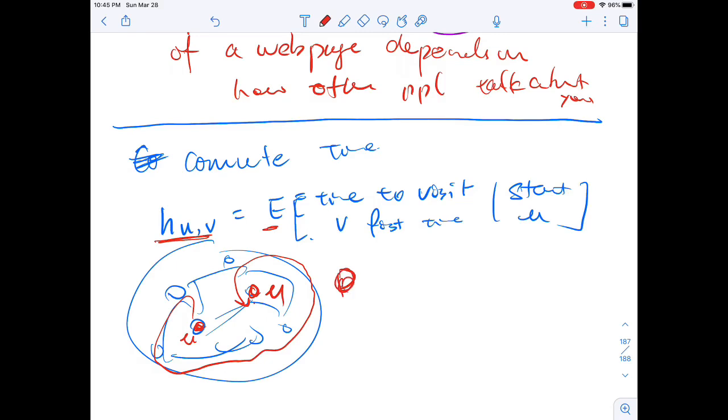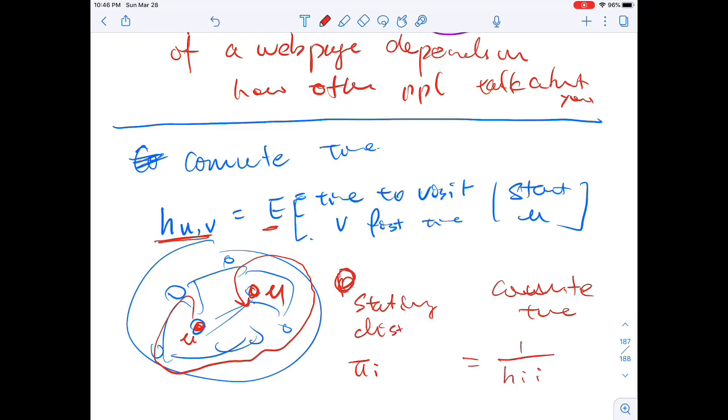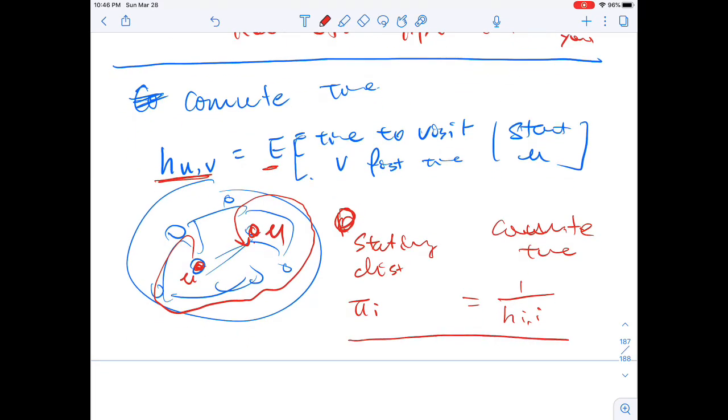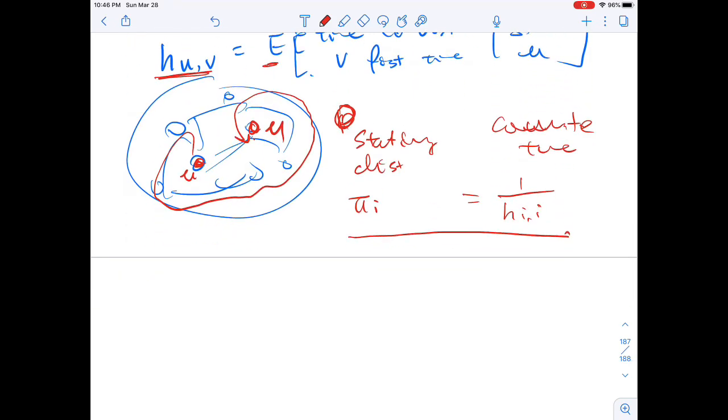Let's also recall that there's a relationship between the stationary distribution and the commute time. Basically, pi I is just 1 over HII. This is what we are going to need next, and it was also discussed in the last lecture. Now let's look at the next lemma we are interested in.